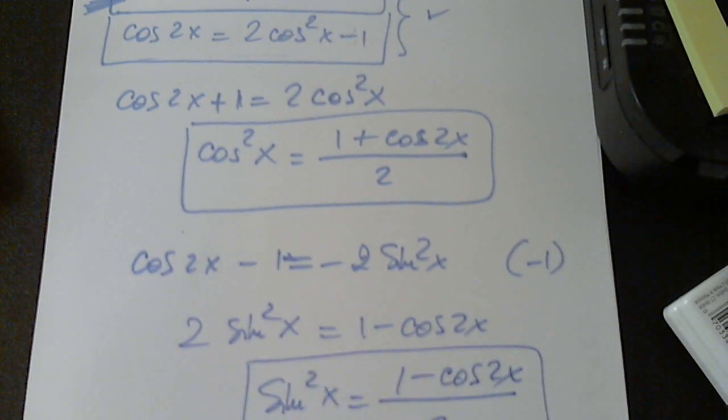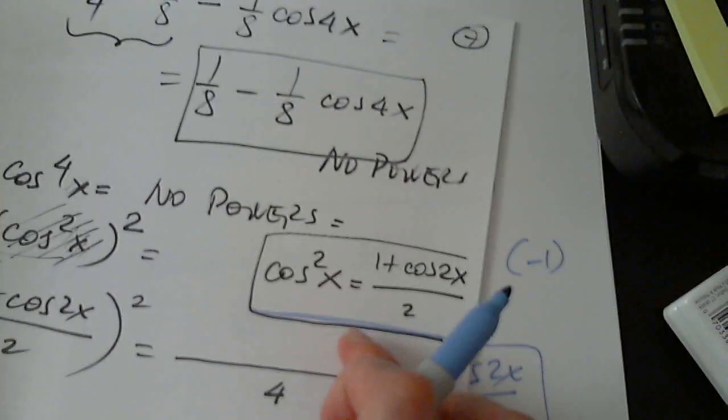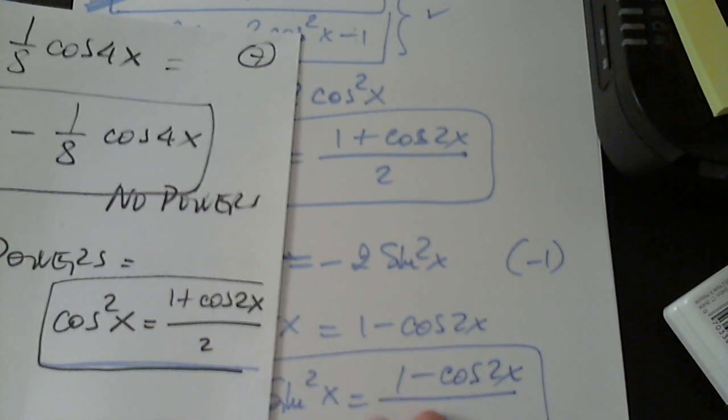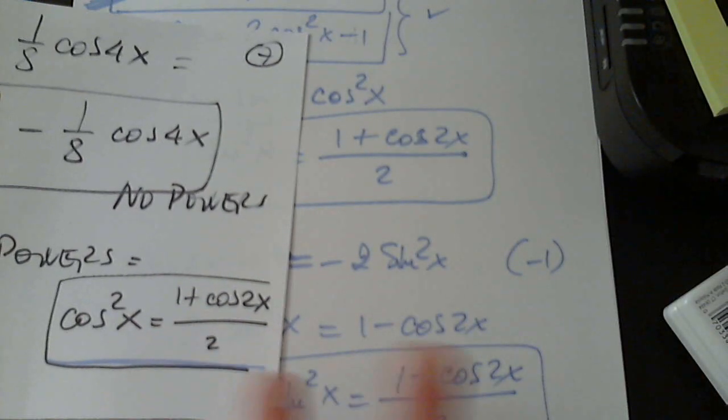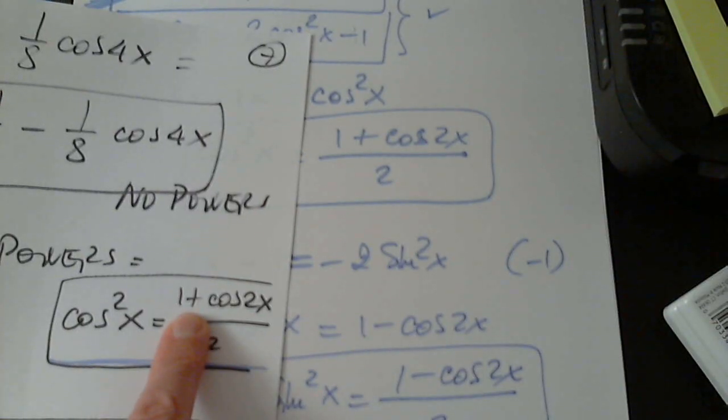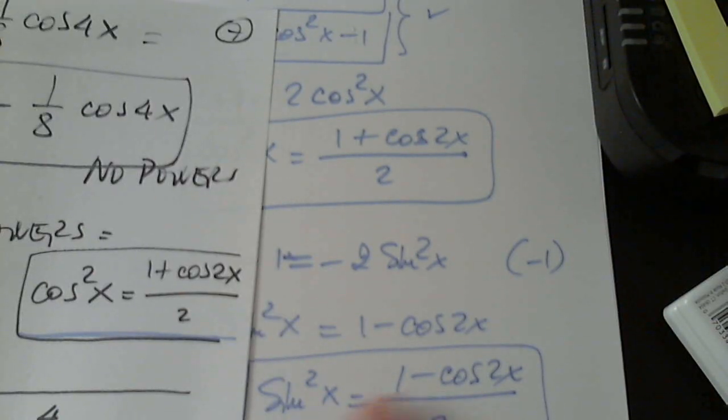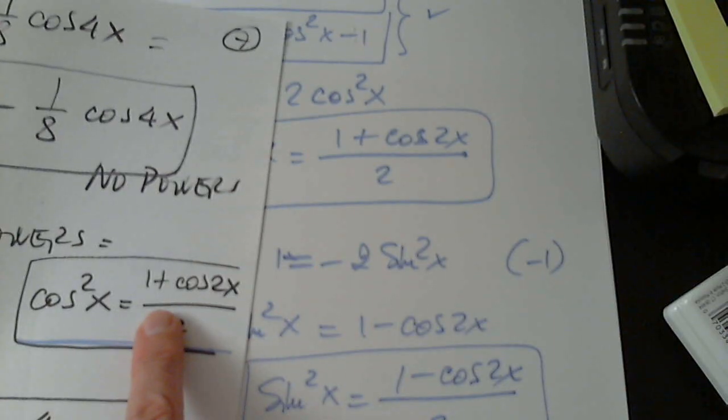These are two very important identities, this one and this one. And they are identical if you want to remember them like this as a pair. But this one has plus for cosine squared, and this one has minus for sine squared. And everything else is the same.